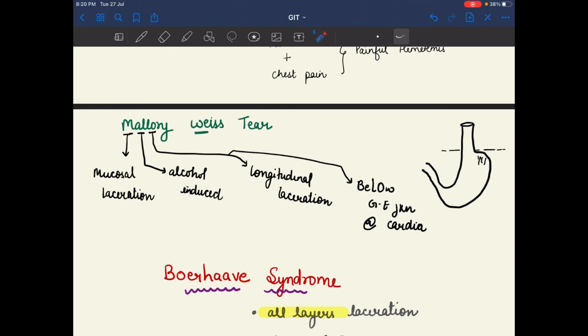And what will happen in Mallory Weiss, we can remember M for Mallory, M for mucosal laceration. There is laceration in the mucosa. Please remember in Mallory Weiss, M for Mallory, M for mucosal laceration. AL means alcohol, due to alcohol induction. So alcohol induced, and LO means longitudinal laceration, and LO means below the GE junction. So it is below the gastroesophageal junction, meaning it involves the cardia at the cardiac level. So there is a tear below the gastroesophageal junction.